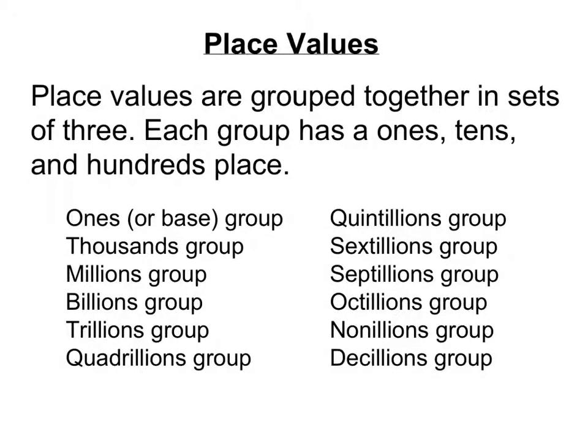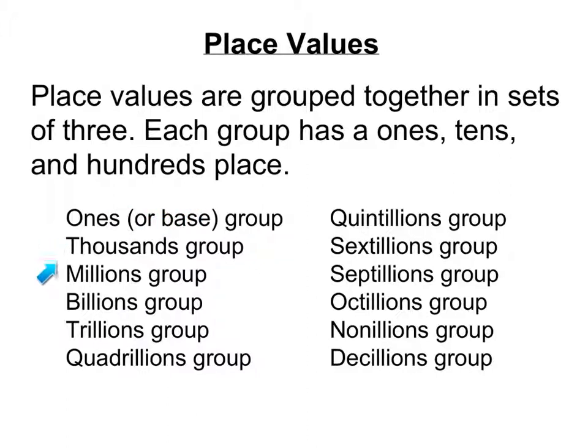Hopefully you remember that our place values are grouped together in sets of 3. Each group has a ones, tens, and hundreds place. So the first group of 3 is the ones group, or sometimes called the base group. The next group of 3 is the thousands.